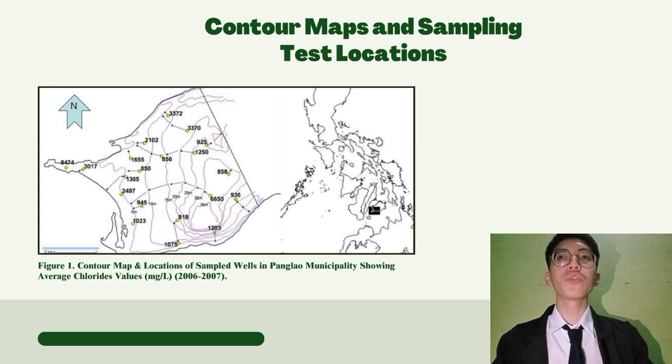Let's proceed to contour maps and sampling test locations. Figure number 1 shows a map of Panglao Island with the locations of the wells where the samples were collected. The colors on the map indicate the average chloride levels. This gives a visual representation of how chloride contamination is spread across the island.